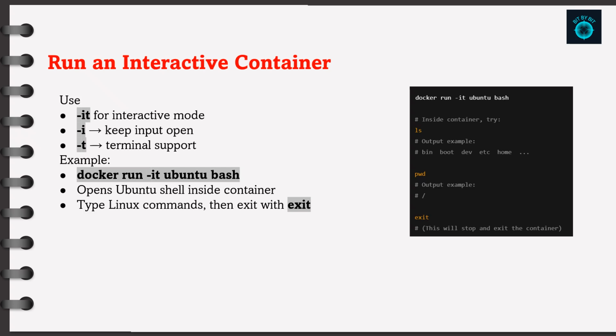The command is docker run -it ubuntu bash. This will download the Ubuntu image if you don't already have it. Then it will start a container and give you a bash shell prompt inside it. From here, you can type normal Linux commands such as ls to list files or pwd to print the current directory. When you are finished, type exit to close the shell and stop the container.